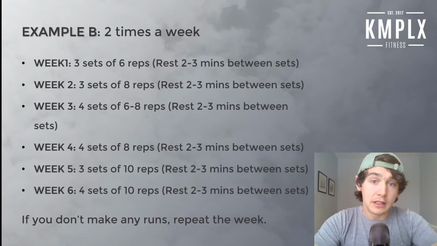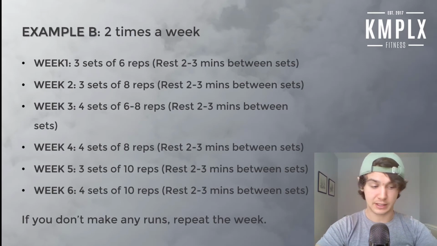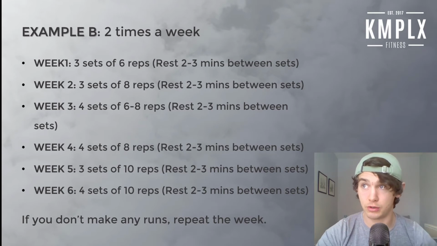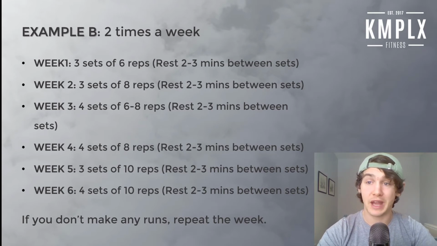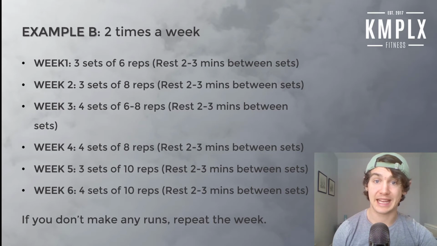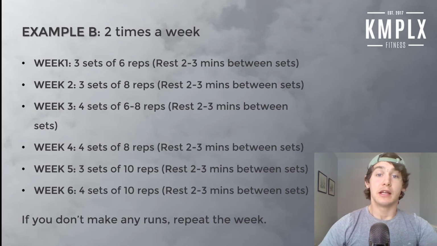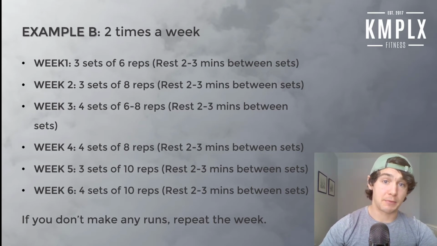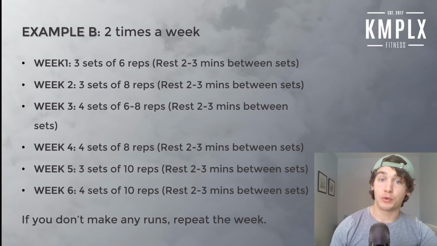Then the next example is 2 times a week. So 2 times a week is a little bit different. This is assuming you're not doing that much more running, and if you are, it's fairly low intensity. So week 1, 3 sets of 6 reps. Because you're going to be doing it twice a week, I'm bringing down the reps from 8 to 6. It's the same kind of thing, except the progress is faster because you're doing the runs twice a week.